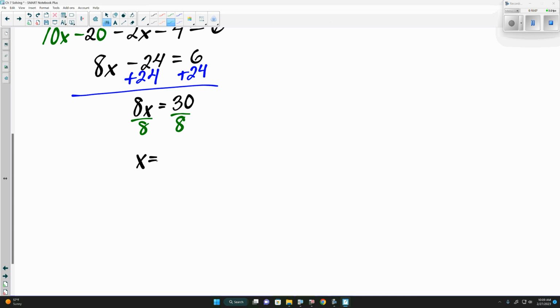Will 30 over 8 reduce? Yeah, because 30 over 8 would reduce to 15 over 4, because they do have a common factor of 2. Either way, the calculator would simplify that for us. We would just have to plug it in. Or we can say 3.75 is the decimal version of this. Either one of those would work. Questions on this here?